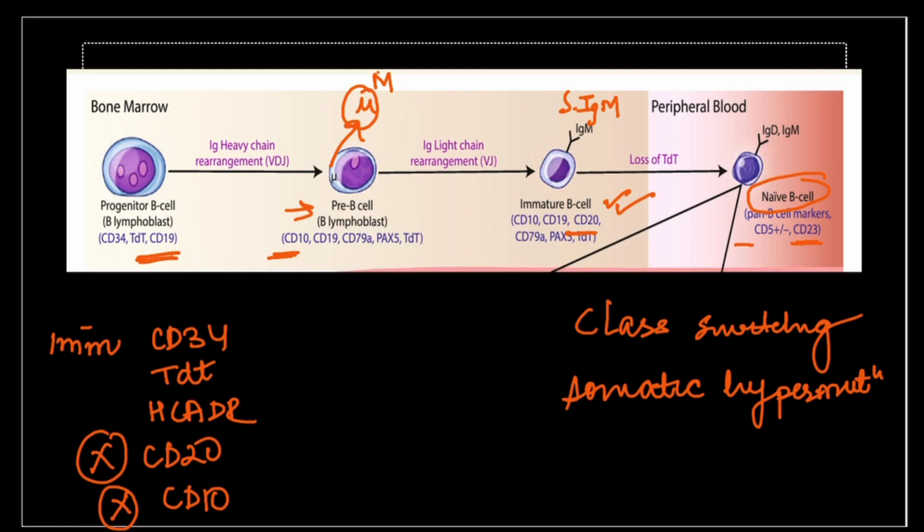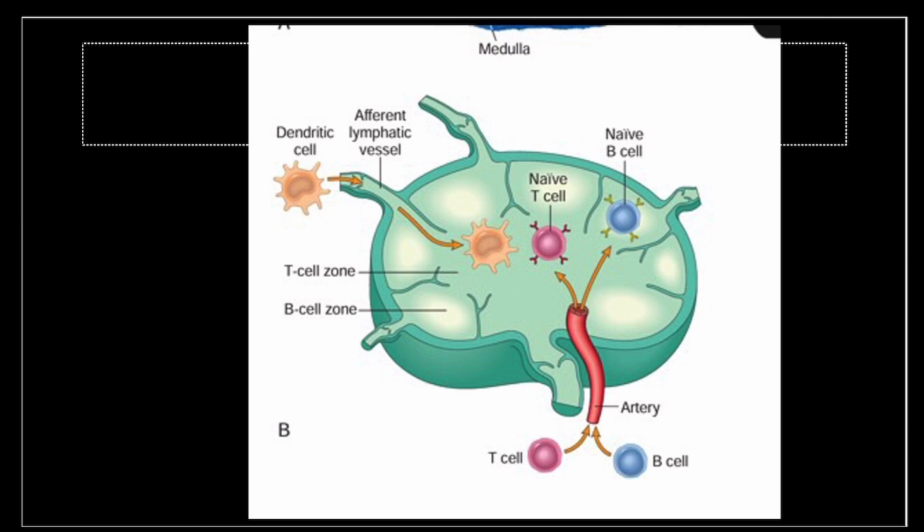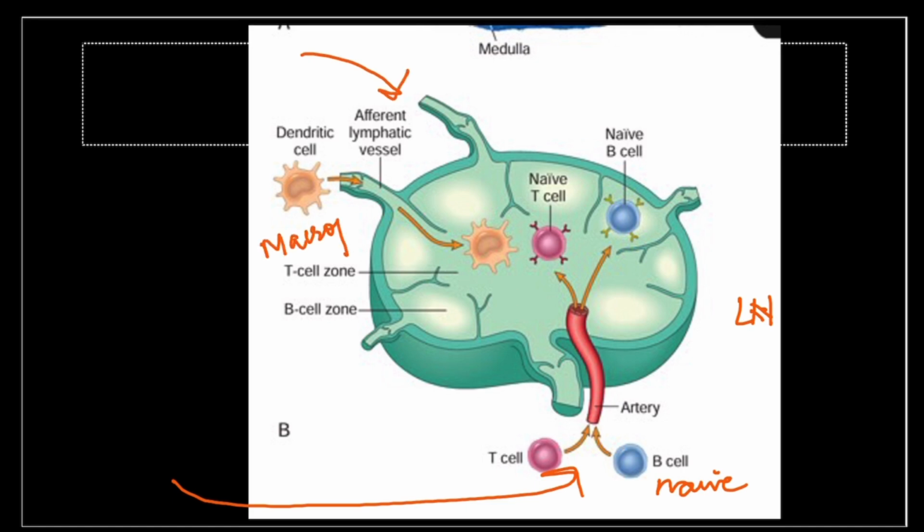From the blood, these naive B cells are going to enter into the lymph node via what? Via arterioles, and there they are going to encounter what? They will encounter the antigen, which is being presented by the dendritic cell or the macrophages, coming via afferent lymphatics. So when naive B cells are activated by the presence of the antigen, this is known as antigen-dependent maturation.